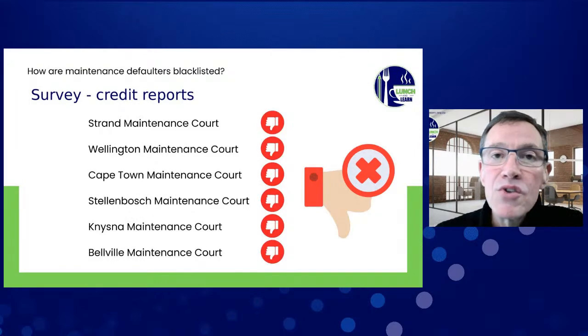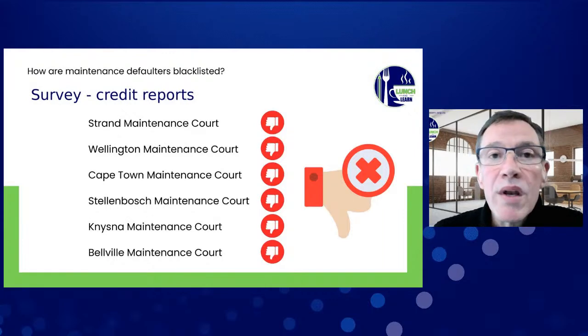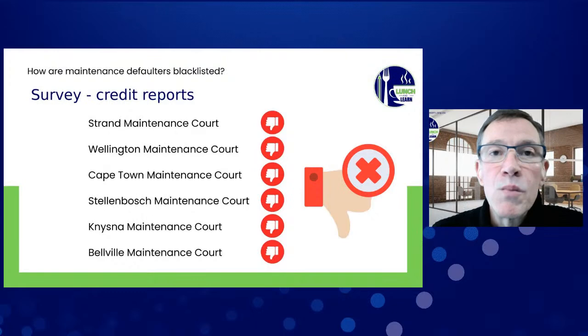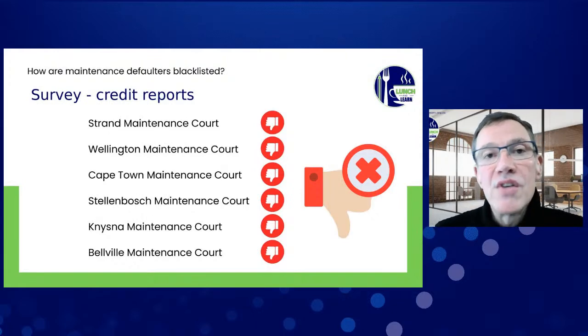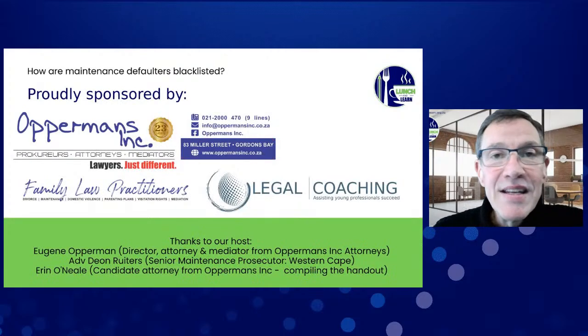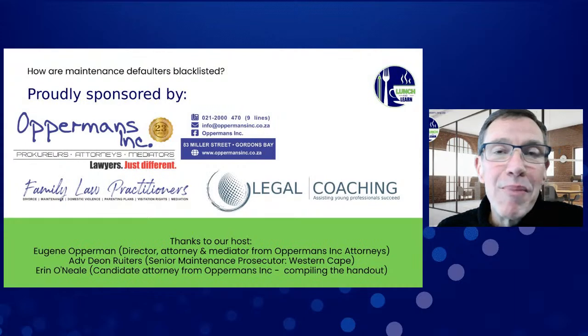And it's up to the attorneys, it's up to the public listening, to advise and ask the maintenance officer: you know what, he is in default. There is an order in terms of section 26(2)(a). Please list him on the credit bureau so that we can start getting the process right and being compliant with the act. That is basically it for today, where we dealt with the issue of blacklisting.